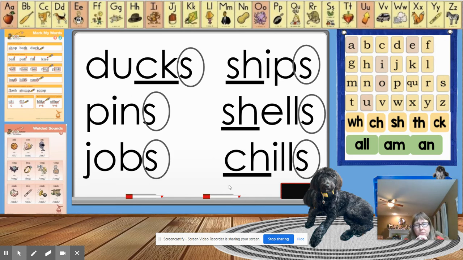Good. Good, good. So now I'm going to give you a sentence and I want someone to fill in which one of our words this would be. This morning I saw lots of something fly overhead. What would that word be? That's right, ducks. How about this one? When I went to the beach, we collected lots of what?